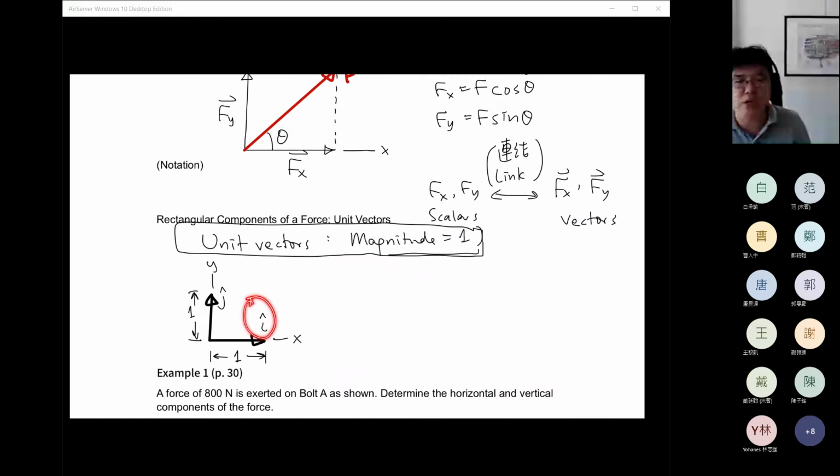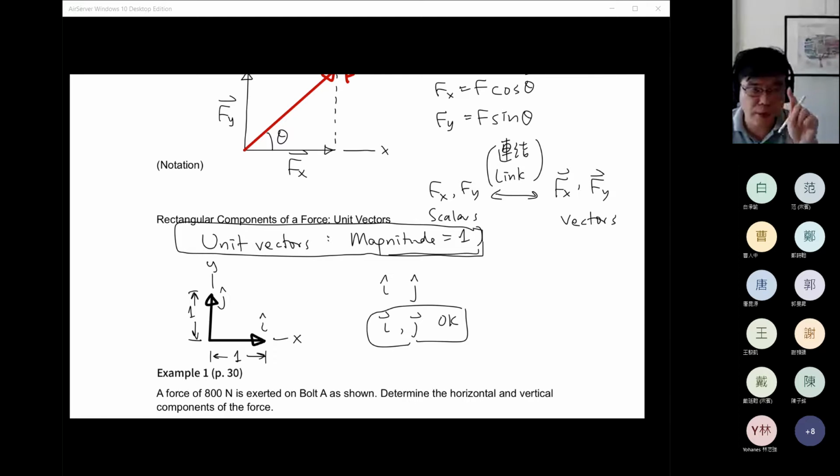In this course, I use these two. We use heads to mark unit vectors. If you write I or J, it is okay. It's okay that you use normal vector notation, but in my writing, I would use heads. I think your calculus teacher may have different opinion, or may have different standards. But in my course in statics, you can write it as heads or you can write it as vectors. Either is okay.